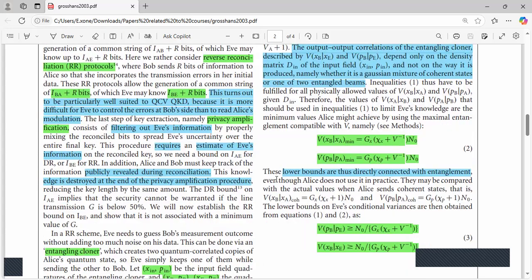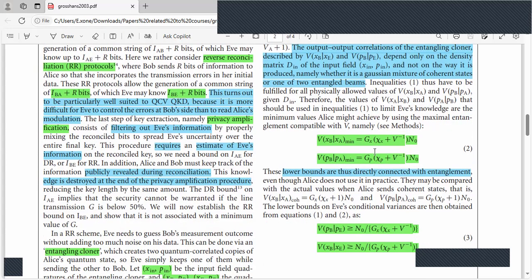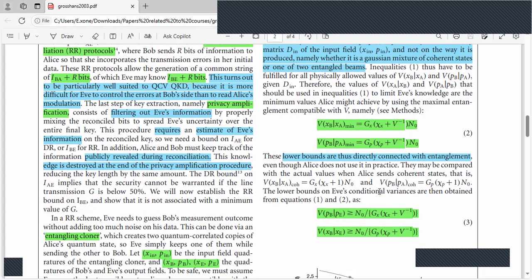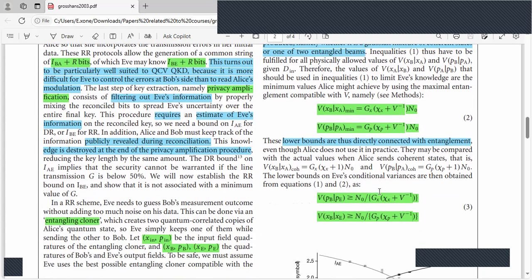So the conditional variance of Bob's data given Alice's is given by this, in equation 2. In the case of the coherent states that Alice has sent, these inequalities change into what is given by this.